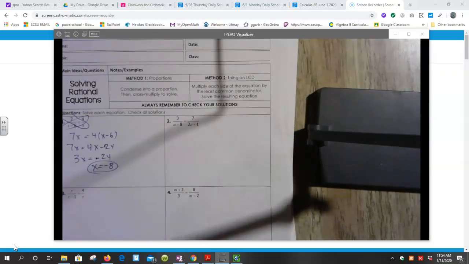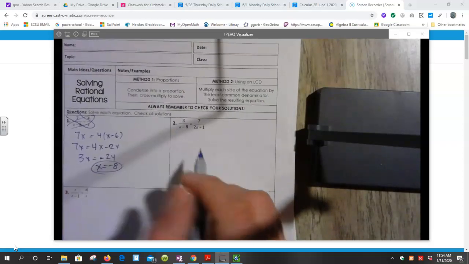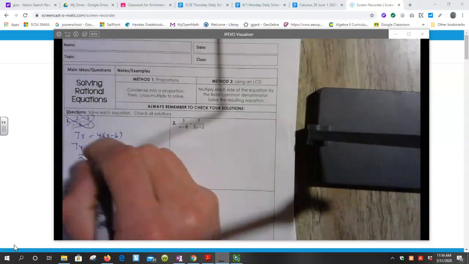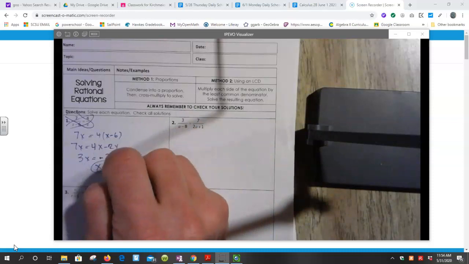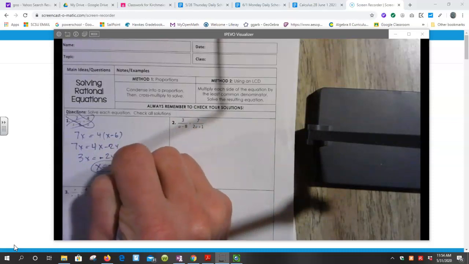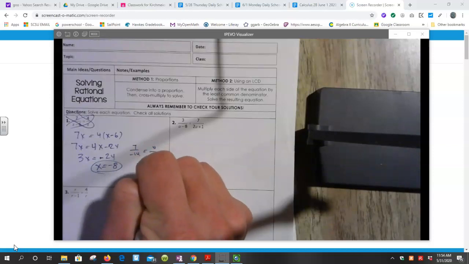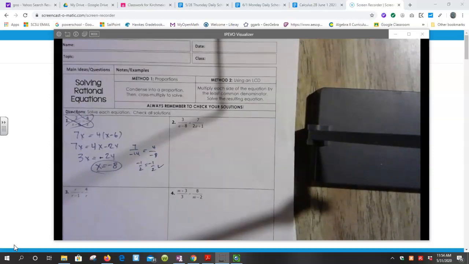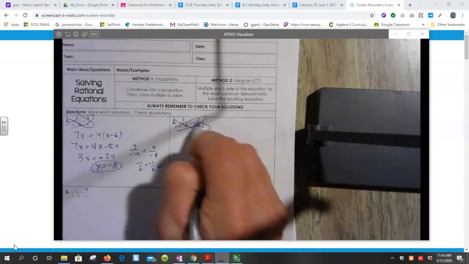And you always check your solutions, okay? Remember to check your solutions, very important, to see if they make sense, if we have something that's discontinuous, if it makes the denominator equal to 0. So we should always check those. This one's okay. If we put negative 8 in here, that's fine. It works. So we'll get 7 over negative 14 is equal to 4 over negative 8, so it's negative 1/2 equals negative 1/2. Check.